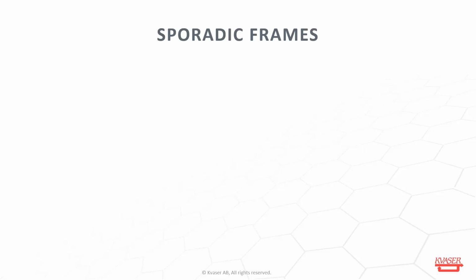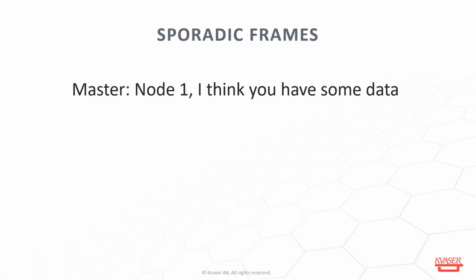With sporadic frames, you have a hybrid of the two. In this situation, the master might have some process that knows when a node might have data. If it thinks that the node has data, it will go out and say, okay, node 1, I believe at this point you should have some data. If it does, then node 1 responds back.